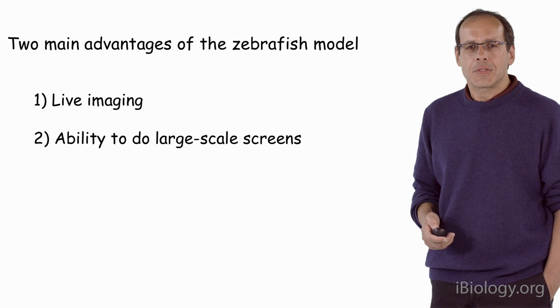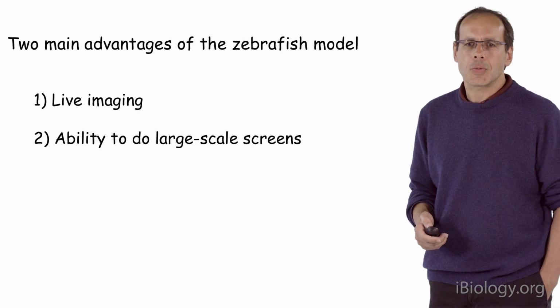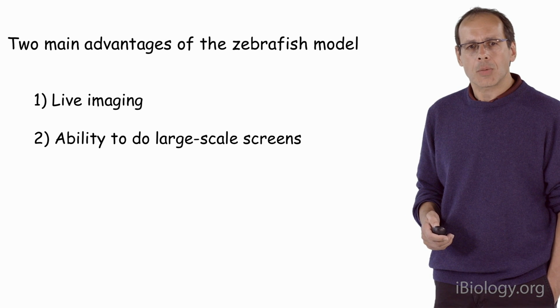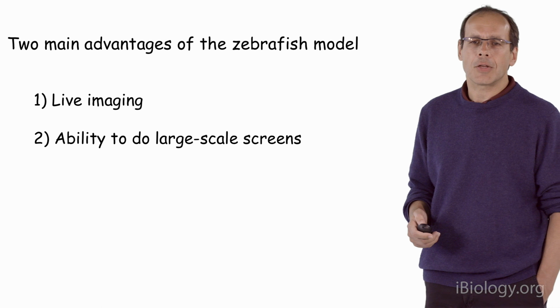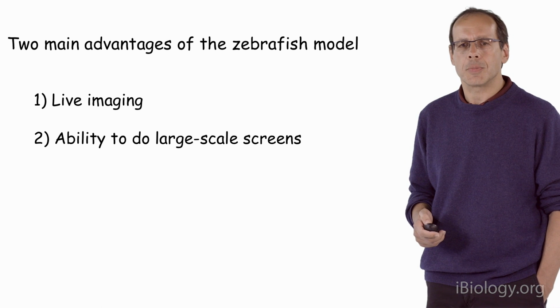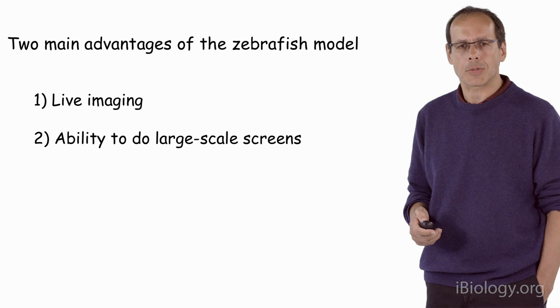There are two main advantages to the zebrafish model as listed here. The first one is the live imaging, as I've shown you before. And the second one is the ability to do large-scale screens, taking advantage of the fact that one can get a large number of embryos from single-pair matings. And this is both for genetic screens as well as small molecule screens or chemical screens.